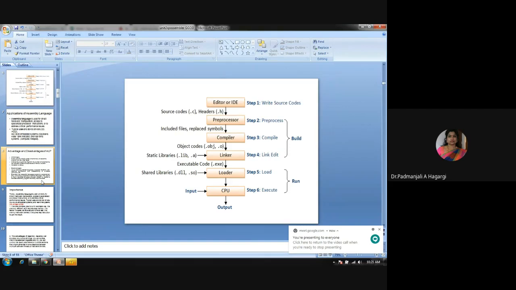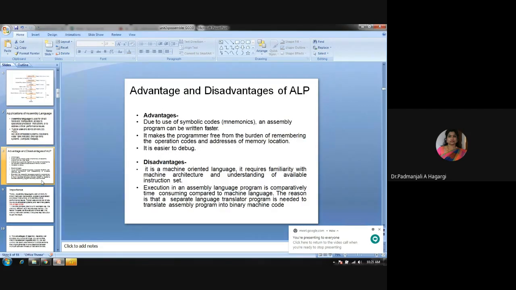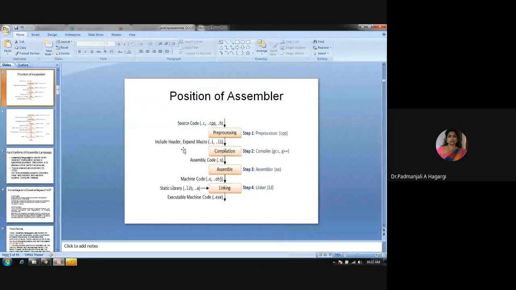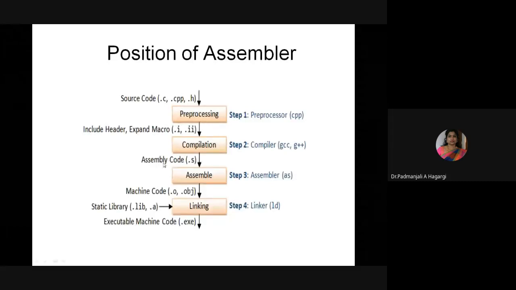So you may be thinking, then what is the duty of the compiler? If you see here, compilation does lexical analysis and syntax analysis. After that, there is a generation of the assembly code, and that generation of the assembly code is because of the assembler. This assembler is a very important part for the conversion of any language to the object code, and that object code is nothing but the machine code.